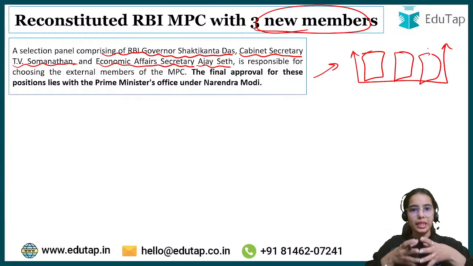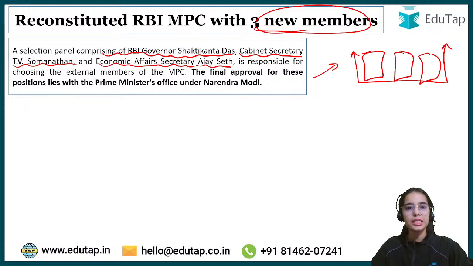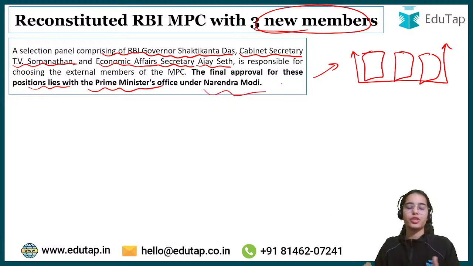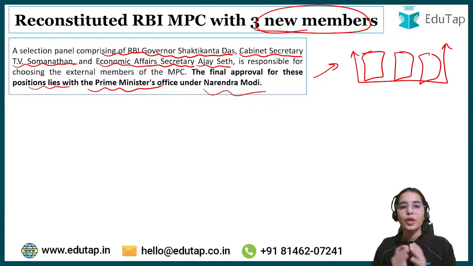So there is a selection panel that is responsible for choosing the external members of the Monetary Policy Committee, and the final approval for these positions lies with the Prime Minister's office under Narendra Modi, who is the Prime Minister of our country currently. So I hope you understand that even in the choosing of these 3 new external members, there is still the role of the Governor of the Reserve Bank of India.